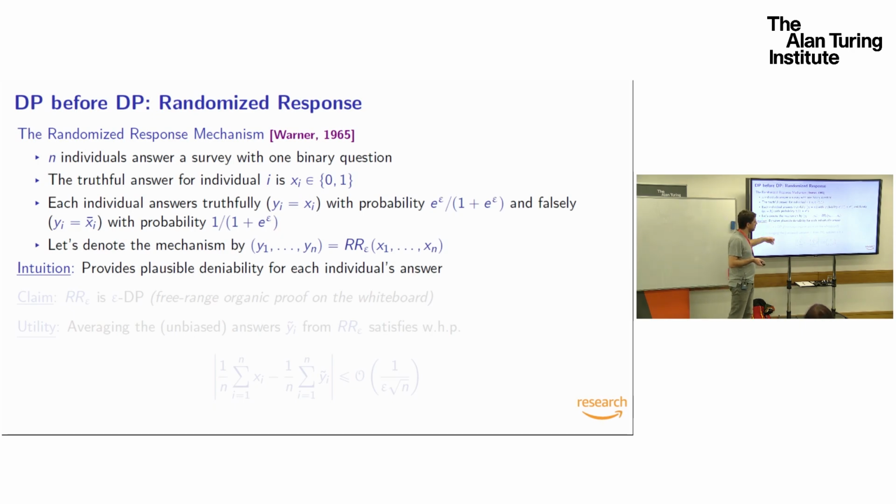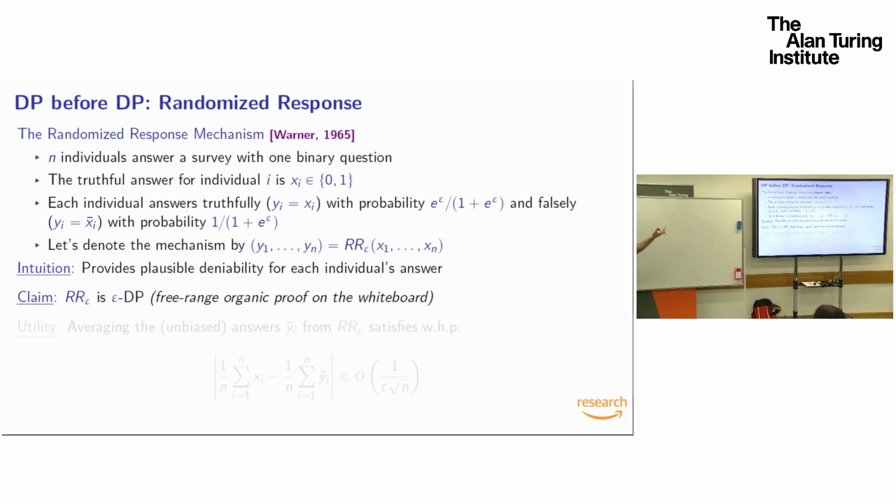The Justin Bieber example is a bit silly, but suppose you're asking people, do you earn more than 500K a year? They might not want to answer truthfully, but if there's some plausible deniability, they might get motivated to answer if you say this is going to help us get an estimate of what's going on. Okay, so my claim is that this randomized response mechanism is epsilon differentially private. So let's go ahead and do a proof of this.